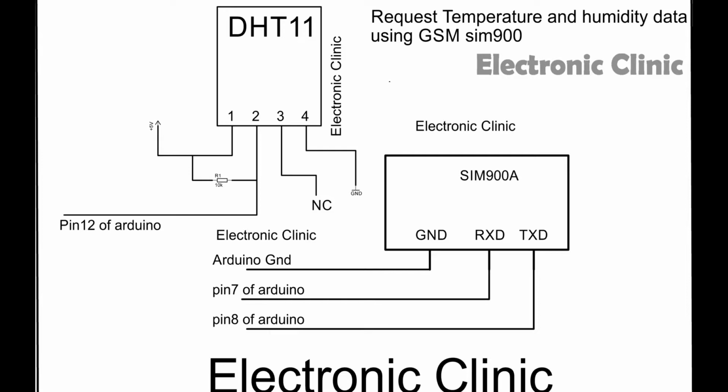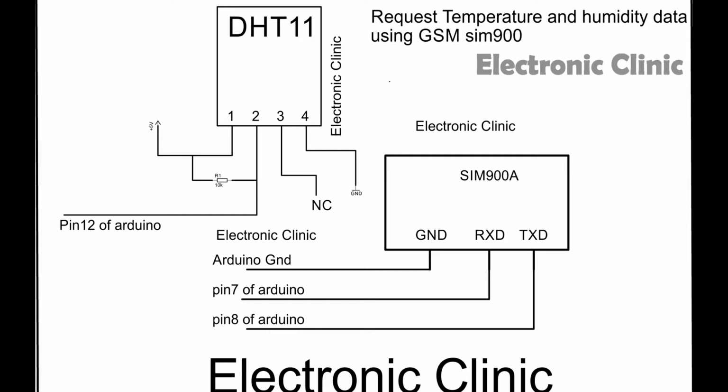So you can see that I'm using SIM900A, and the SIM900A will be doing serial communication with the Arduino Uno, so that's why we have TXD, RXD and ground. The TXD is for transmit, RXD is the receive pin, and the ground will be connected with the Arduino ground.